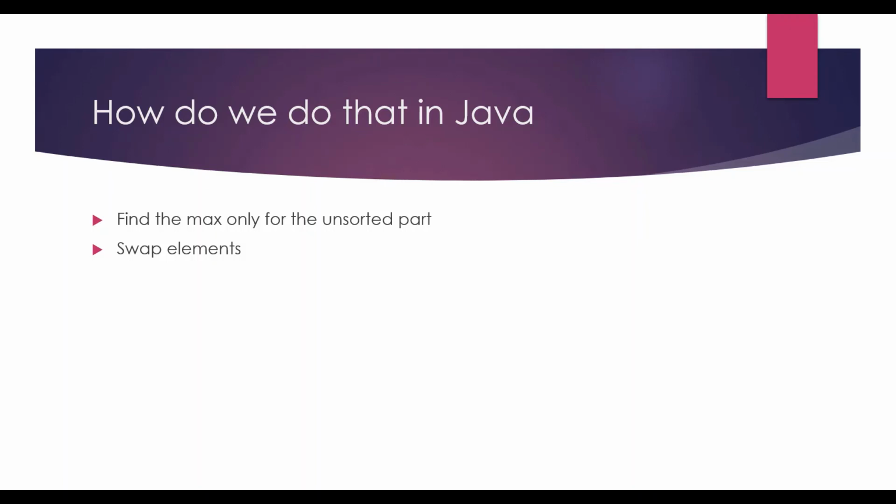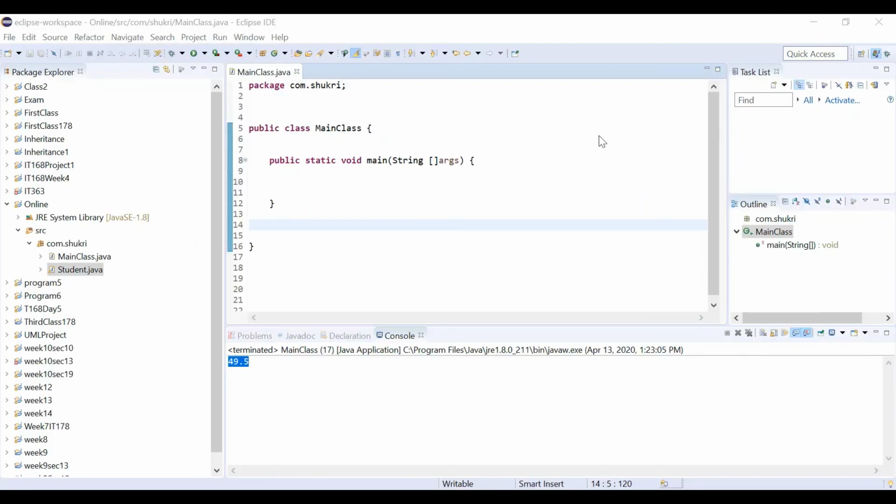So the swapping is only happening between the maximum value and the last element in the unsorted part. And then we keep repeating this operation. So we will have a for loop until we do not have any unsorted elements left. And that's when we get the sorted array. So let's see how we can find the maximum element in Java in here.